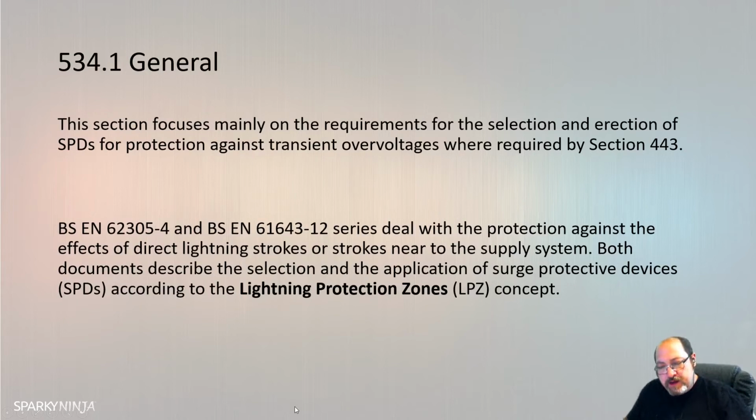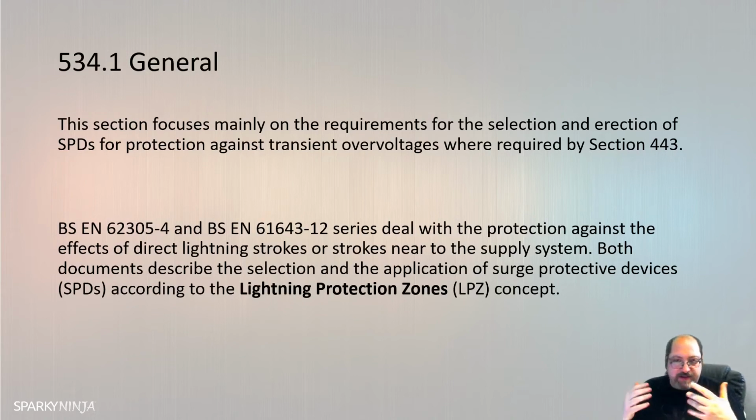Okay, so it contains provisions for the application of voltage limitation in order to obtain insulation coordination in the cases described in section 443 before. This section focuses mainly on the requirements for the selection and erection of SPDs for protecting against transient overvoltages where required by section 443 or otherwise stated. It then mentions BS EN 62305 and 61643.